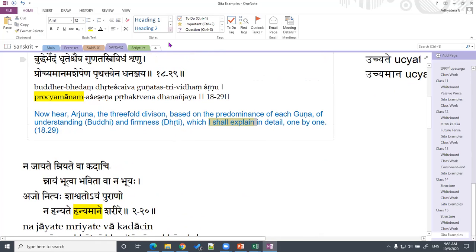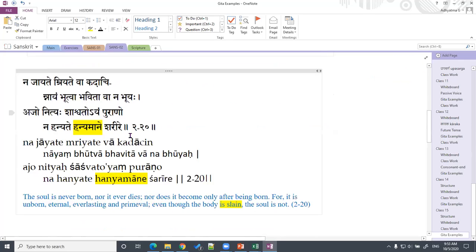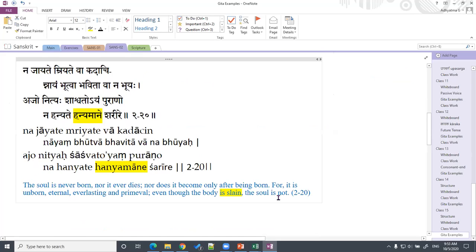And those of you who are attending Gita classes, which I'm hoping all of you are, you would have an idea of how we translate the verses of Gita. Then this verse we already have covered in our Gita class, verse 2.20.